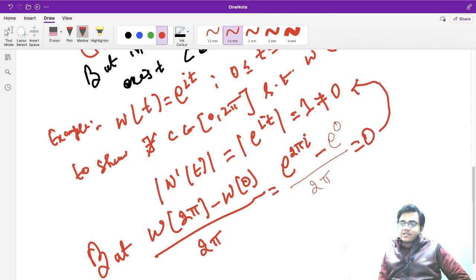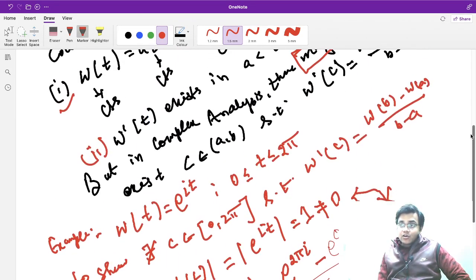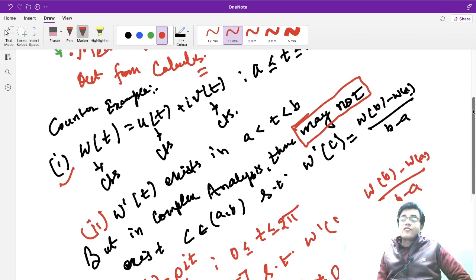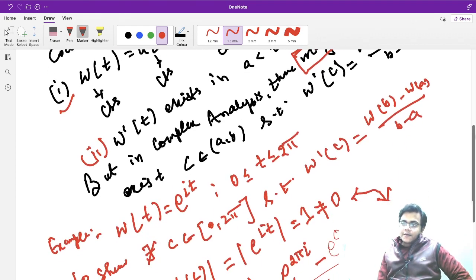But in the LHS, the mod of W dash t is 1. So here is a contradiction. And therefore you can say that in complex analysis the mean value theorem is not valid. Okay, but this was for differentiation. This thing was for differentiation. Do you know one thing?